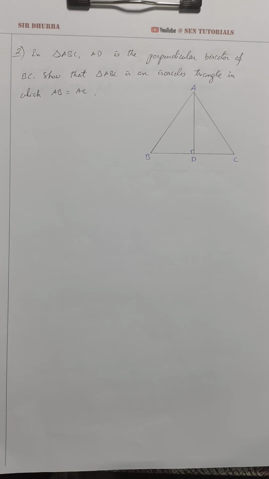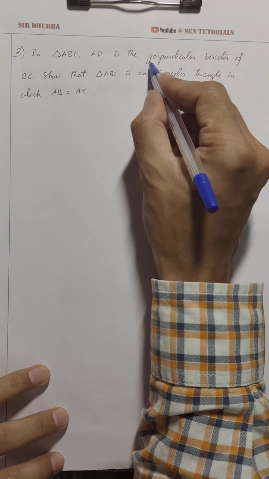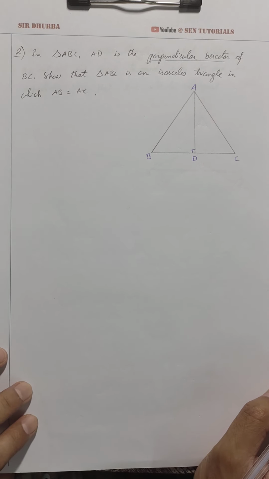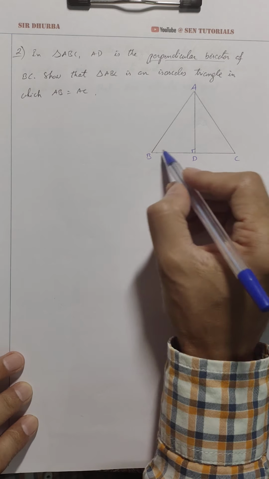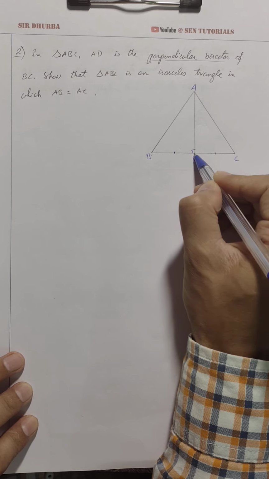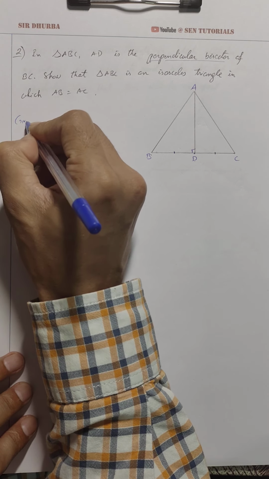Okay, question number 2. In triangle ABC, AD is the perpendicular bisector of BC. That means BD is equal to DC, so D acts as the midpoint. Let us write that first quickly.